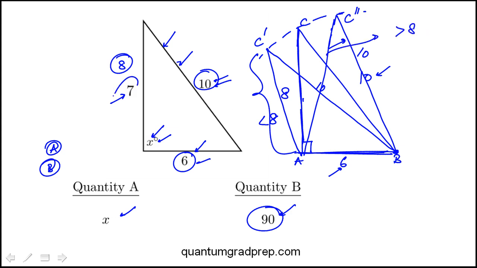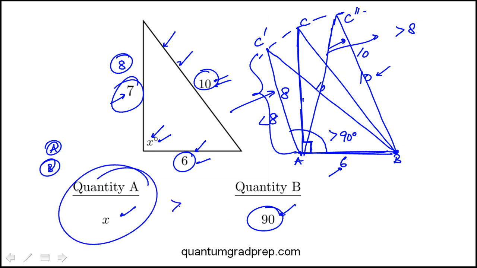Now, if you notice in the question, this is given to us as 7, which means we are moving the hypotenuse in this direction. That means that this opening, which was 90 degrees to begin with, will now be greater than 90 degrees. So we know that x has to be greater than 90 degrees, which means quantity A is greater, and the answer is choice A.